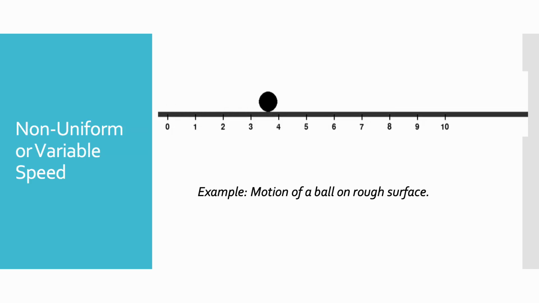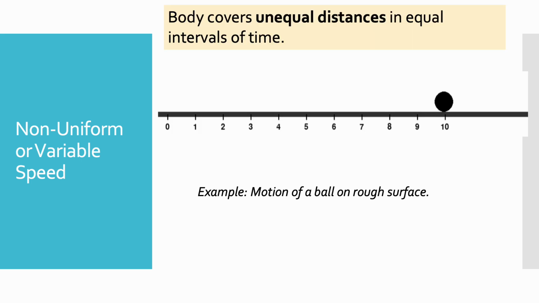Non-uniform or variable speed occurs when a body covers unequal distances in equal intervals of time. For example, a ball rolling on a rough surface will gradually slow down, covering less distance each second. Most real-life motion is non-uniform because speed is affected by friction, air resistance, or acceleration.